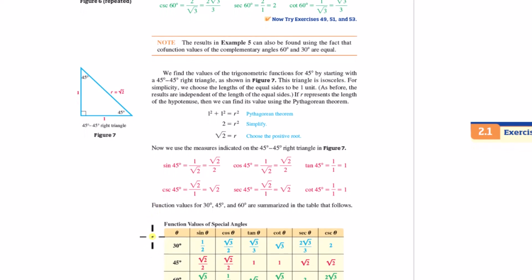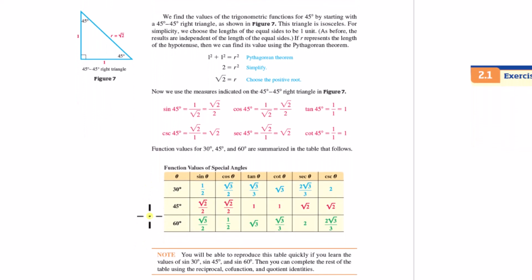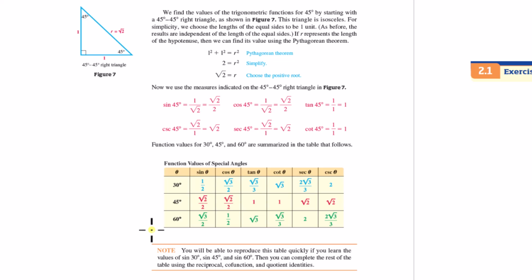Okay, so here they list out the trig function values of 30, 45, and 60 degrees. Note you will be able to reproduce this table quickly if you learn the values of sine 30, sine 45, and sine 60. I mean, you don't have to memorize those, but they're saying that if you memorize those, then you can complete the rest of the table using the reciprocal identities, cofunction, and quotient identities.